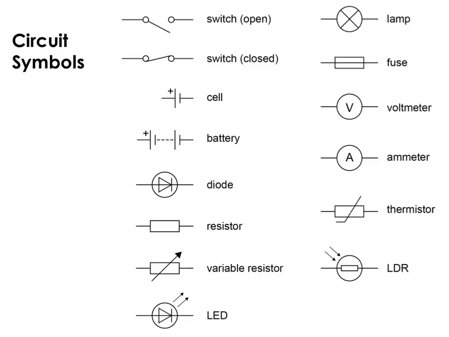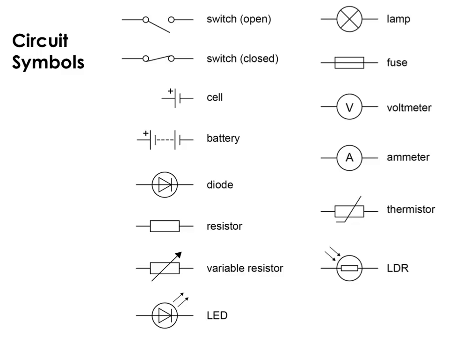Light dependent resistors, or LDRs, they depend on light intensity. The greater the intensity of light, the lower the resistance, and therefore the lower intensity of light, the higher the resistance. LED stands for light emitting diode, and that's basically a diode that will emit light when the current flows through it in the forwards direction.